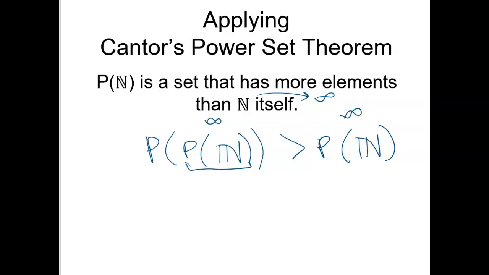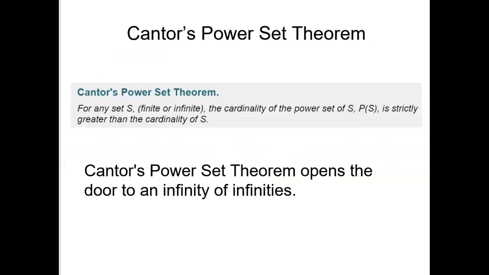Well, can we find one that's even larger? Sure, we could find the power set of this. The power set of the power set of that is going to be bigger. And I could literally do this forever. So we now have a way of producing infinitely many sets, each with a larger cardinality than the last. So what Cantor's power set theorem says is that for any set, finite or infinite, the cardinality of the power set of S is strictly greater than the cardinality of S.